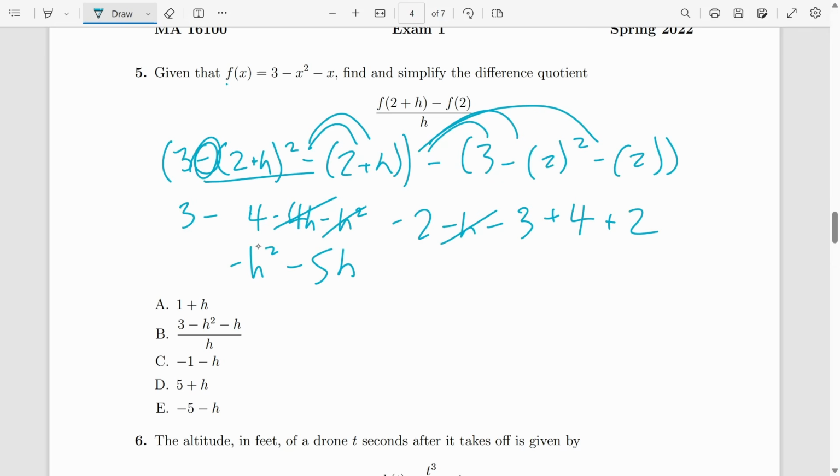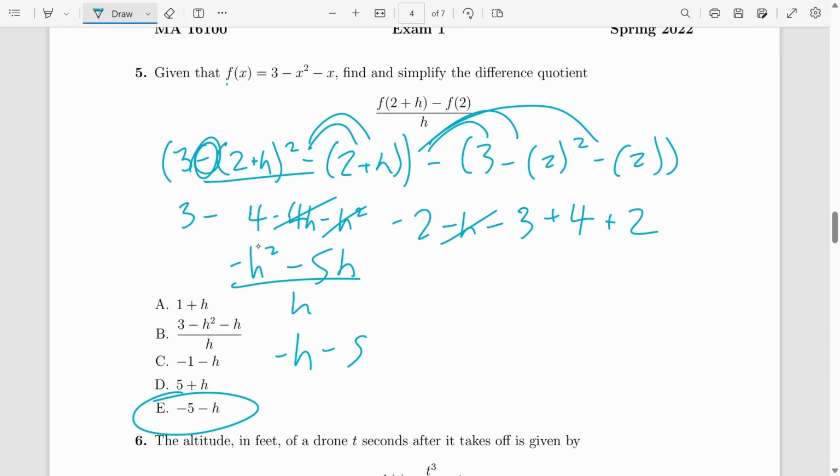So 3 minus 4 is negative 1. Negative 1 minus 2 is negative 3. Minus 3 is negative 6. Plus 4 is negative 2. And plus 2 is 0. So this is still just plus 0 here, which is good because we divide everything by h. Everything's got an h in it, so we can cancel it out. This becomes negative h minus 5. There we go. That's our answer.